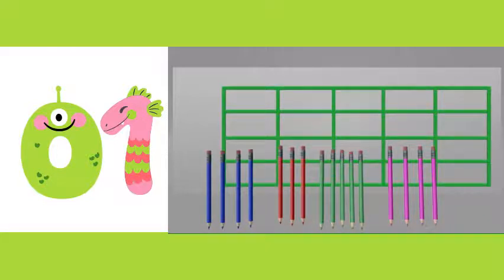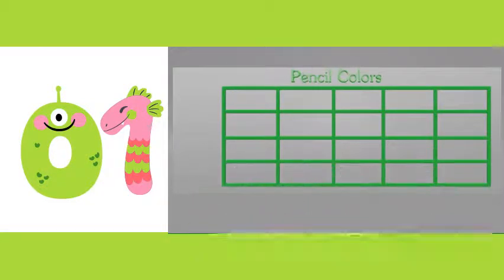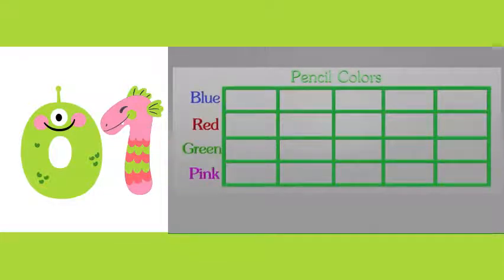To start our graph, we need a title for the picture graph. Since our data is dealing with the colors of the pencils, should we call it pencil colors? Yeah, that sounds great to me. Here on the left, we will list the different colors of pencils that we have. Up on the top, we have blue, then red, then green, and on the bottom, we have pink. We can label this side colors, so we know that this side of the graph shows us the colors of the pencils we have. This graph is starting to look really good.